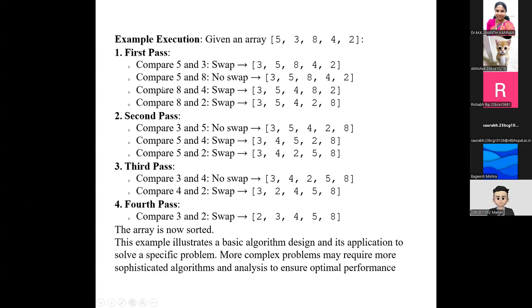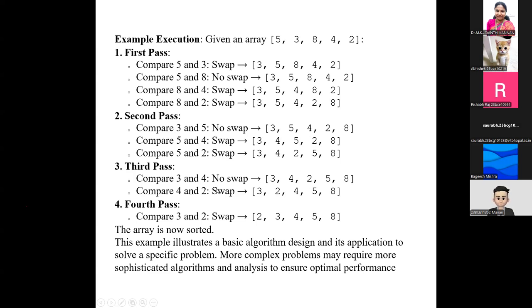So that is when i equal to 0. Then i equal to 1, j equal to 0. In these iterations, 3 is compared with 5. 3 is small, we are leaving it. Then 3 is compared with 4. Then 5 is compared with 4. 4 is small, then swapped. Then 5 is compared with 2. 2 is small, it is swapped.